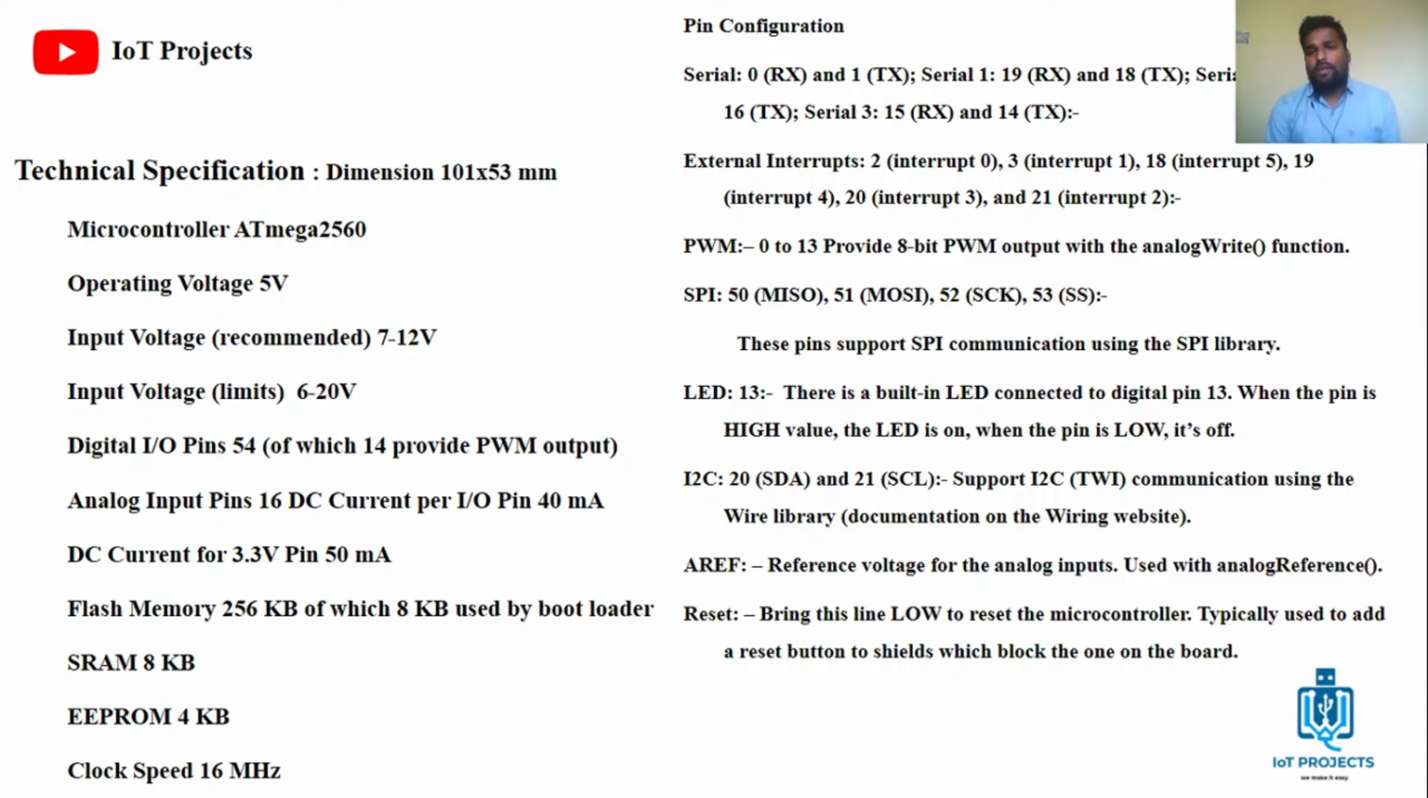In the pin configuration, I can see there are multiple serial transmission and receiver pins. There are multiple interrupt pins. There are PWM pins that can provide you the pulse width modulation outputs. There are 4 SPI pins. On pin number 13 there is a built-in LED for indicating the high and low value. If the LED is glowing, it is high. If the LED is not glowing, it is low. So just like that.